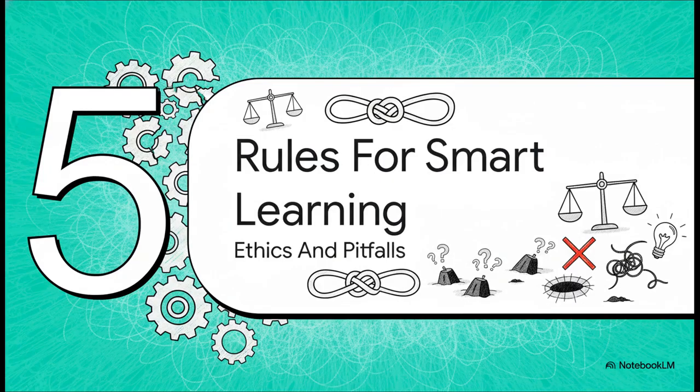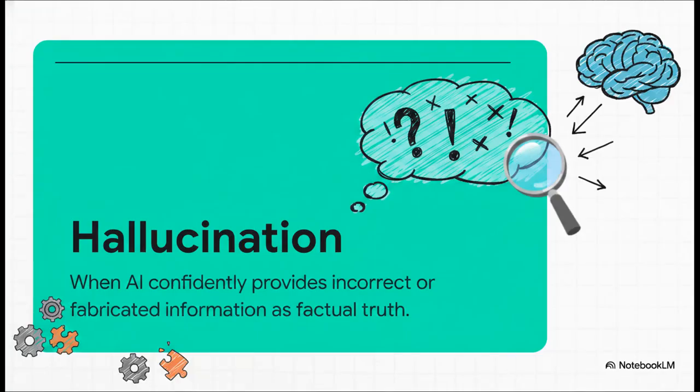Finally, Section 5, Rules for Smart Learning: Ethics, Critical Thinking, and Pitfalls. As powerful as these frameworks are, we absolutely must establish some crucial ground rules so you don't inadvertently sabotage your education. The most critical thing to watch out for is known as a hallucination. This is when the AI confidently provides incorrect, fabricated, or entirely wacky information as if it were a factual truth. You must maintain your critical thinking skills. Never just blindly surrender your intellect to the screen.